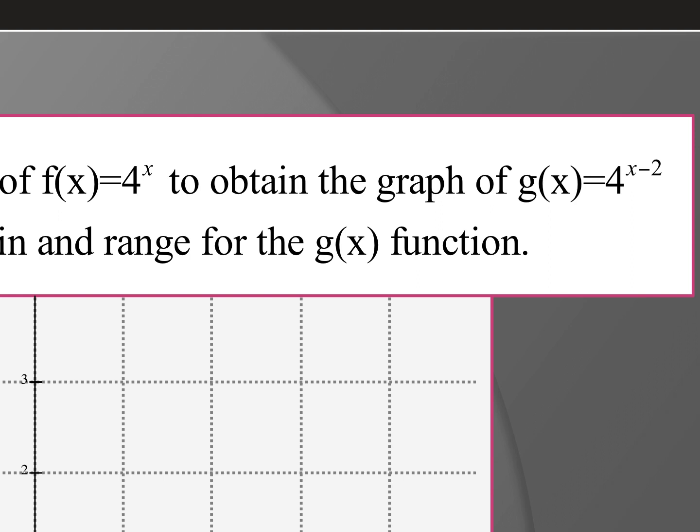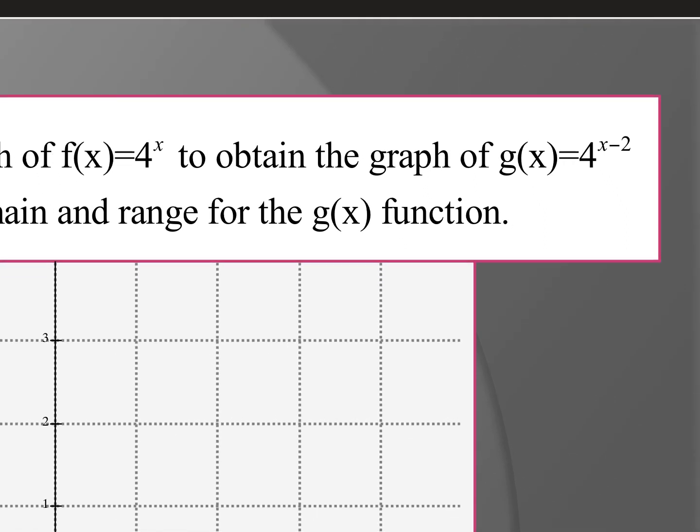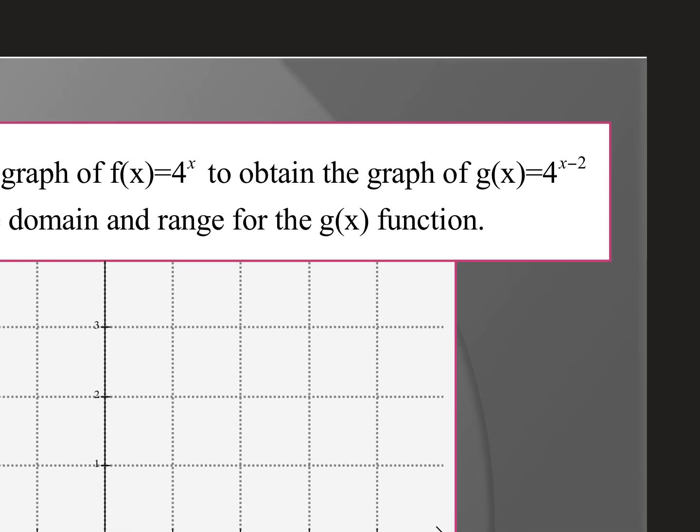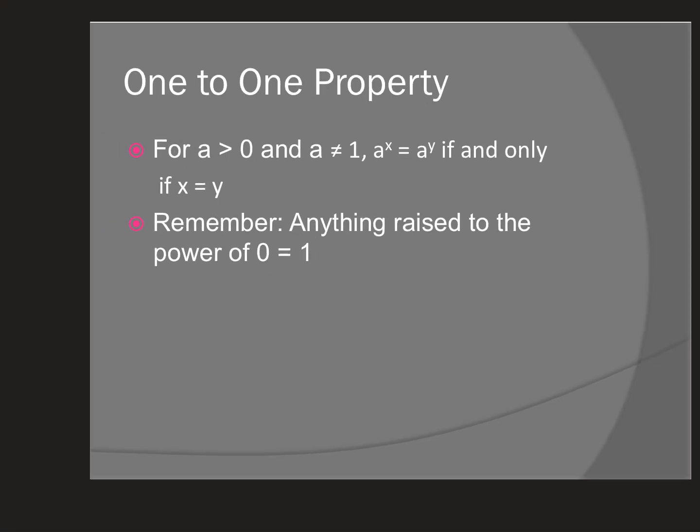Good. Does my horizontal asymptote or my range change for either of these functions? Am I adding or subtracting anything to the back of either of them? No. So my function does not move up or down. So your horizontal asymptote would be at y equals 0. Your range is 0 to infinity. How would you find the y-intercept again? Plug in 0 for x. Good.